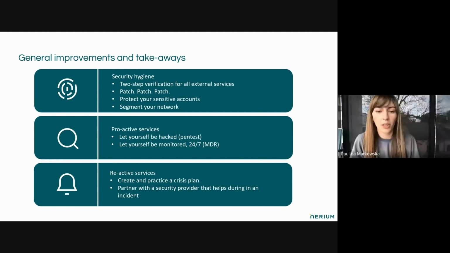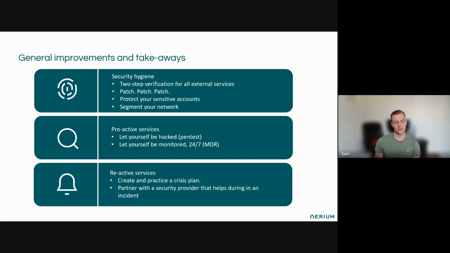Okay. And how often would you suggest to have those services and tests performed? Yeah, so a pen test, I would say once a year is good enough, and being monitored, it's just 24/7. So either do it yourself or get a security partner that is monitoring your environment 24/7.